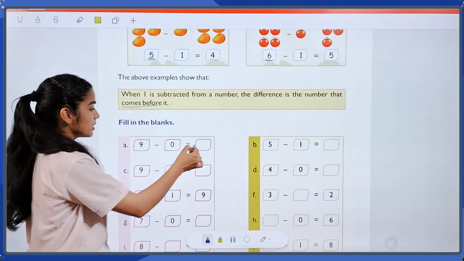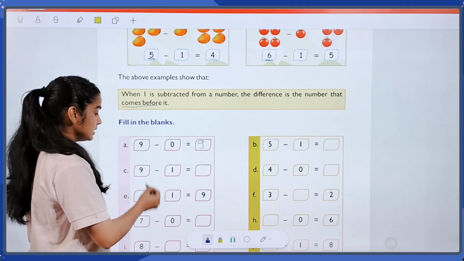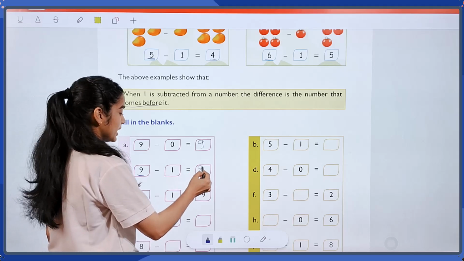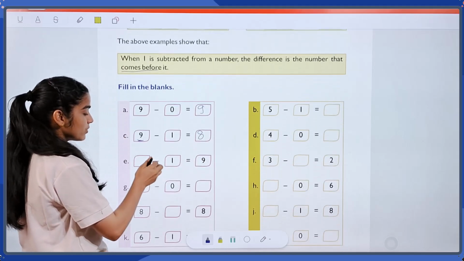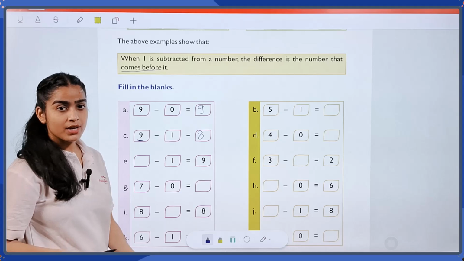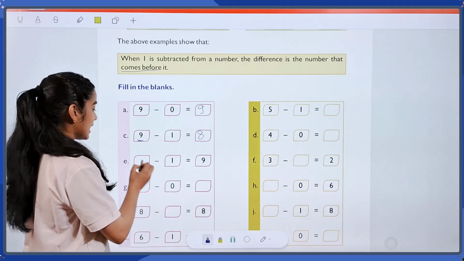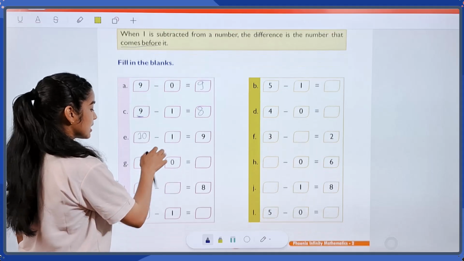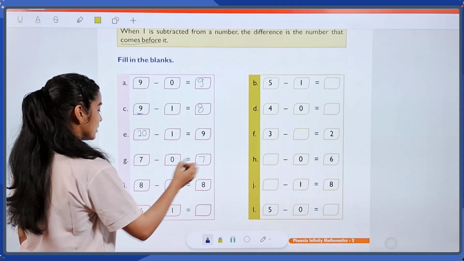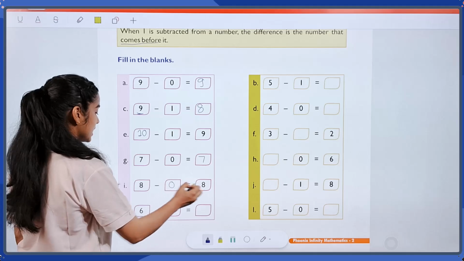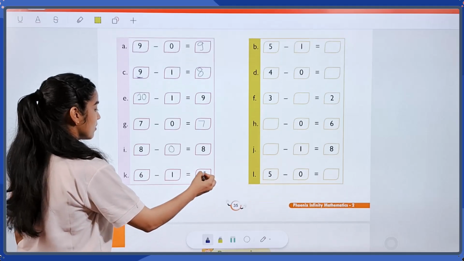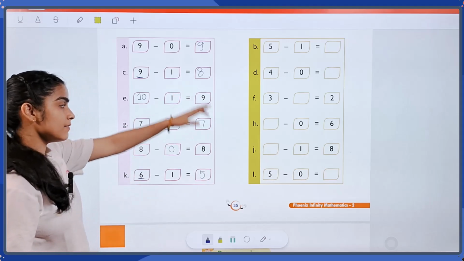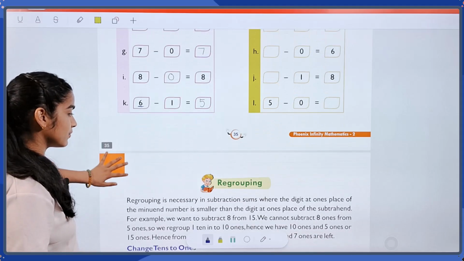Now filling the blanks. 9 minus 0 is 9. Well done. 9 minus 1. What comes before 9? Great, all of you. 8. Now, from which number do we have to subtract 1? We get 10, because before 10 we get 9. Now, 7 minus 0 is 7. 8 minus 0 is 8. 6 minus 1 is 5, because before 6 we get 5. So in the same way you have to solve the rest of these questions.